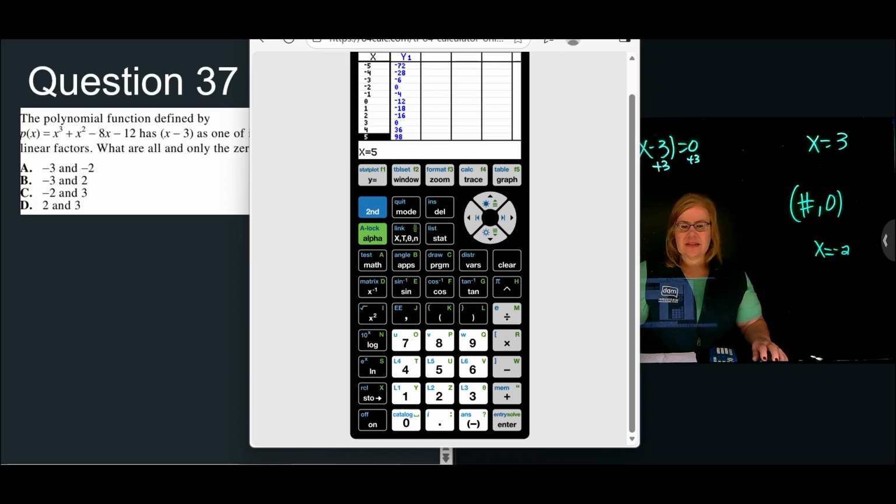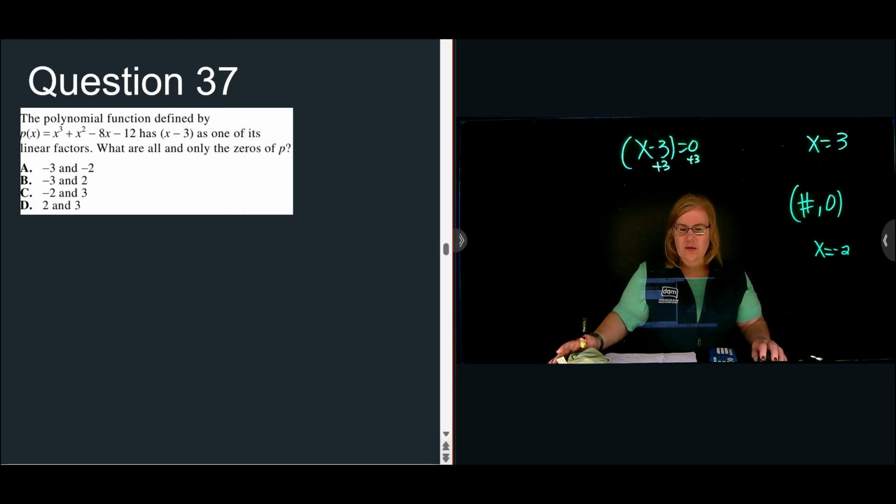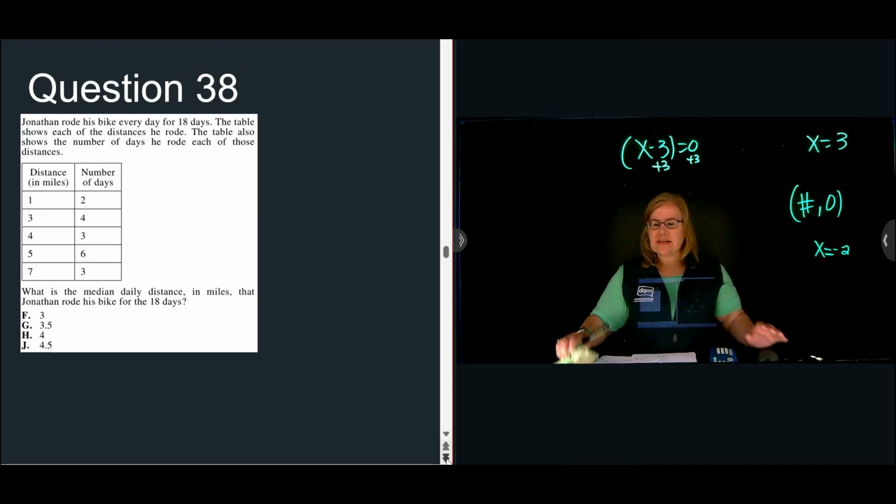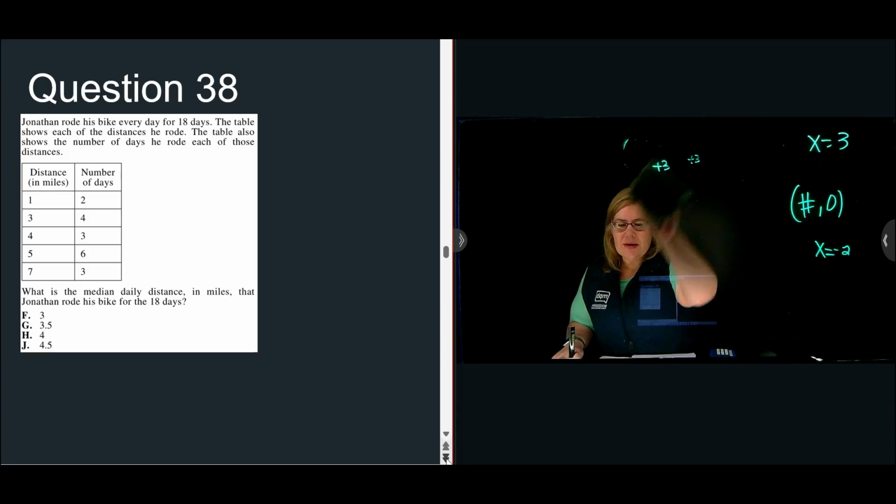All right. So let's go to our next one while I erase the board. Let's go ahead and read it. It says, Jonathan rode his bike every day for 18 days.